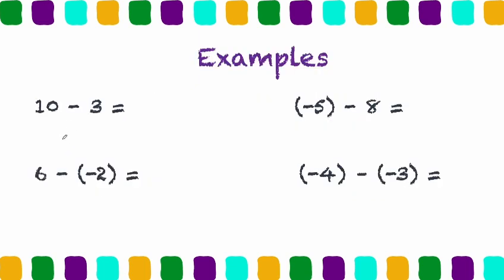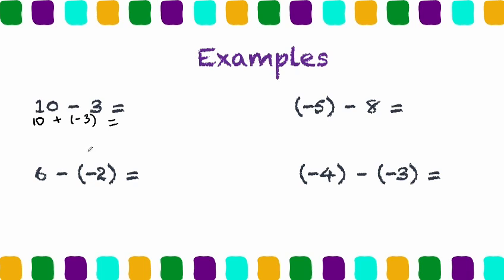So, remember, we are going to change the subtraction sign to an addition sign. And then we're going to also change the sign of the number which is being subtracted. In this case, it is a +3. So we would end up with -3. Now we're going to add as we would have done before.